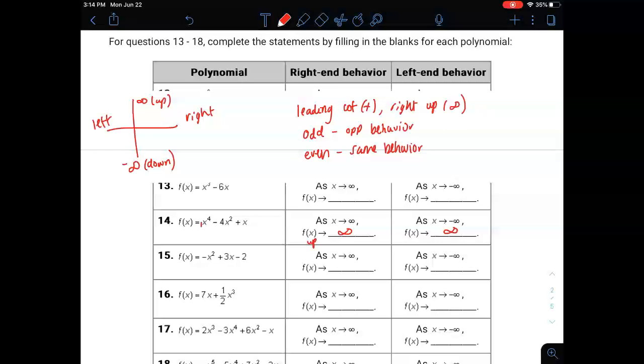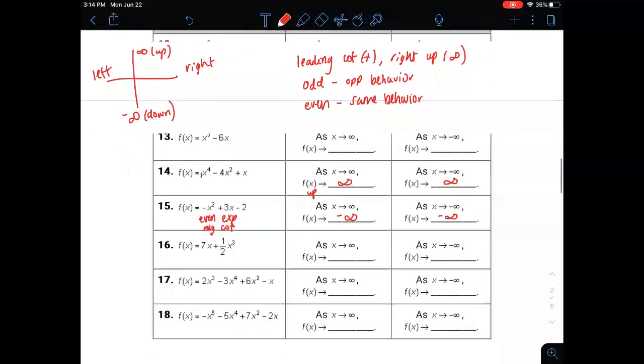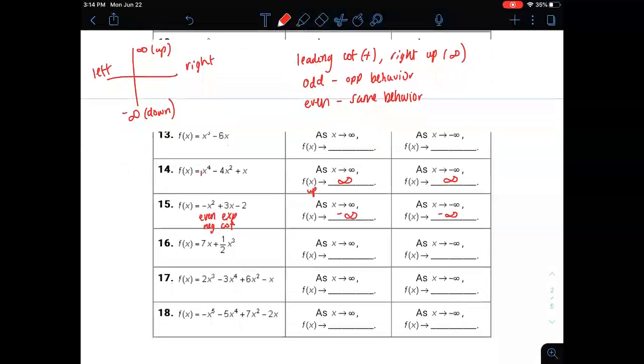All right, now for 15 here, our exponent is 2, right? So we have an even exponent, but we have a negative coefficient. A negative coefficient means our right-hand side is going to go down, so that's going to be negative infinity. And since we have an even exponent, it's going to do the same on the left-hand side, so it's going to be negative infinity there.